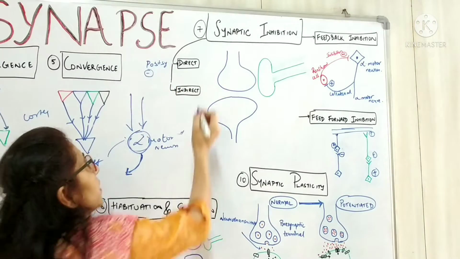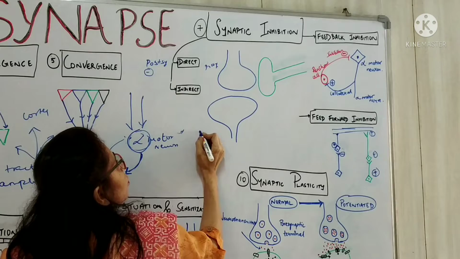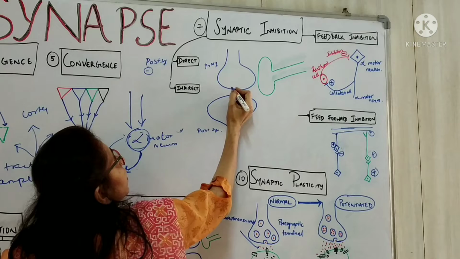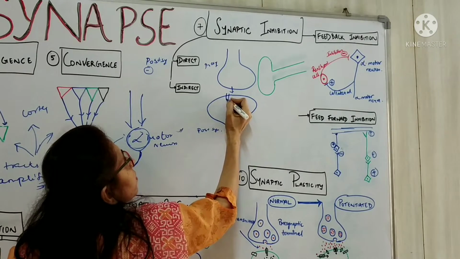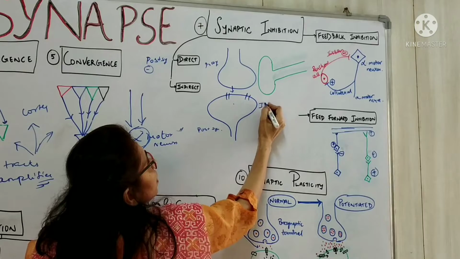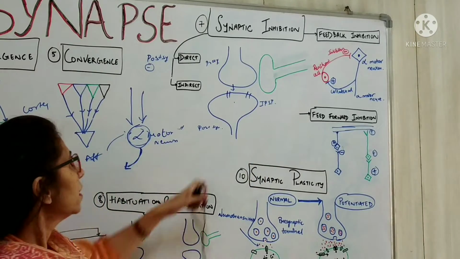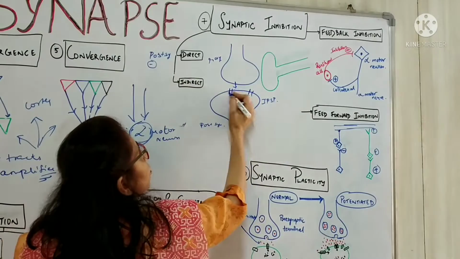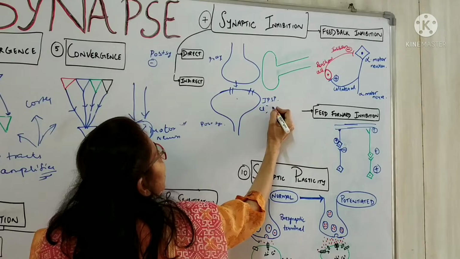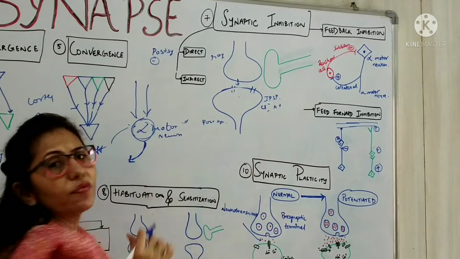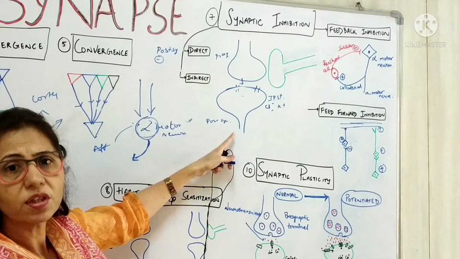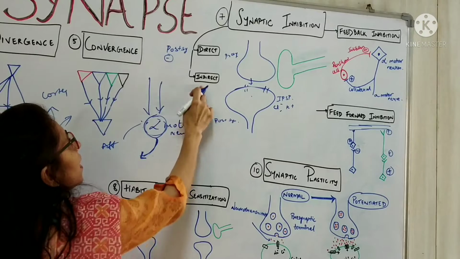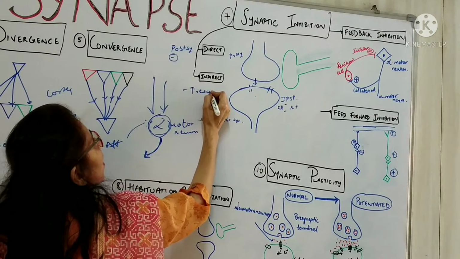So this is your presynaptic neuron, and this is your postsynaptic neuron. Now when the presynaptic neuron produces a neurotransmitter, and this neurotransmitter in turn produces an IPSP, which we have already done, that is a type of direct inhibition, also called postsynaptic inhibition. The IPSP produced in this membrane causes opening of chloride channels or potassium channels, and that is the cause of inhibition. So this is a direct type of inhibition, caused due to production of IPSP.